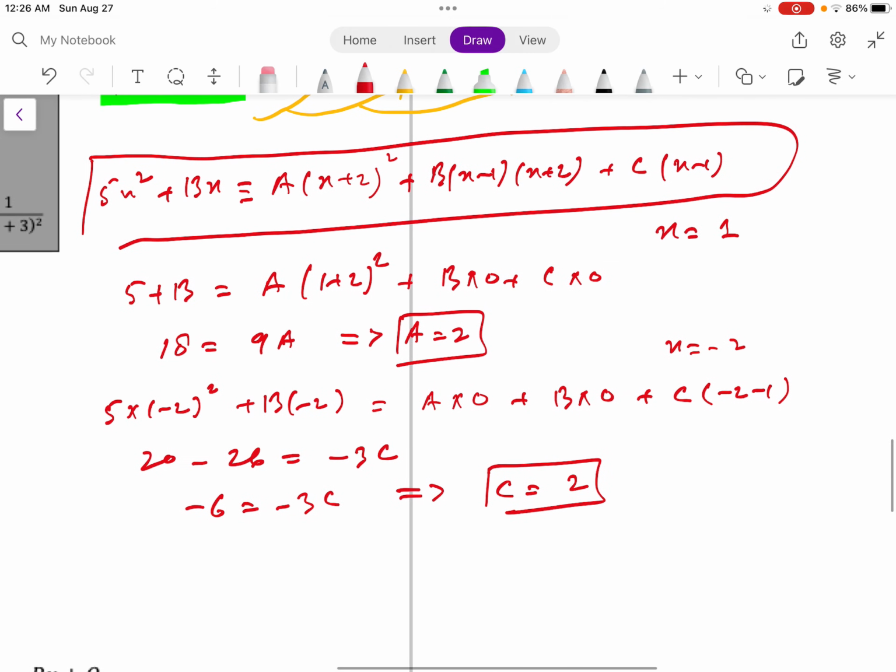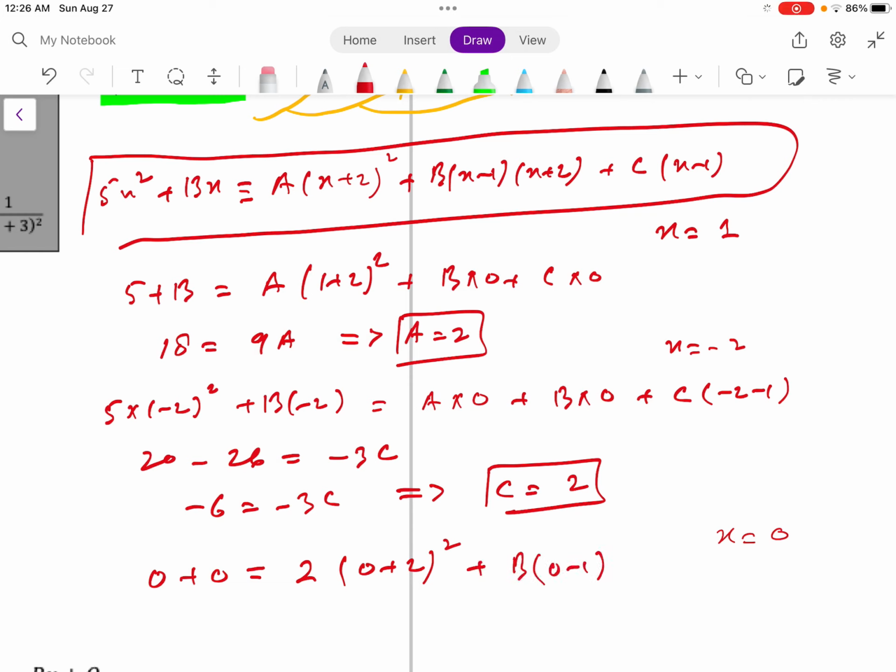Now to find B, you can plug in any other x value. Since it's an identity, we can plug in any real x value. So I'm going to plug in x equals 0. So that's 0 plus 0 is equal to. We already have got the A value, which is 2. We plug in x equals 0 into it. So it's 0 plus 2 squared. And then we need the B value, and we plug in x equals 0.